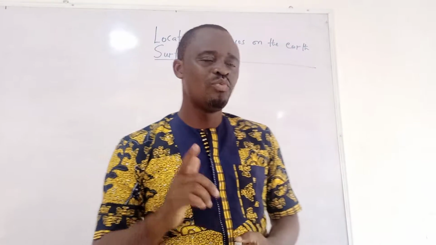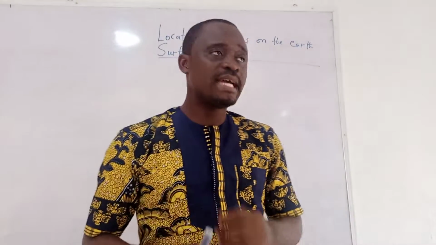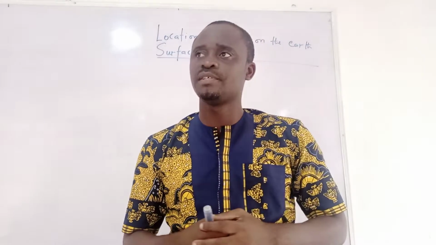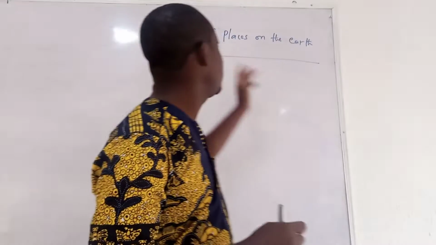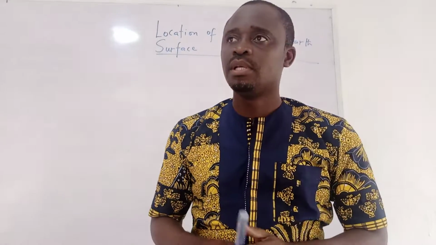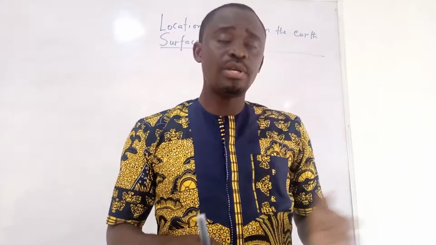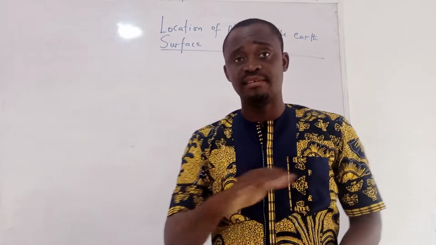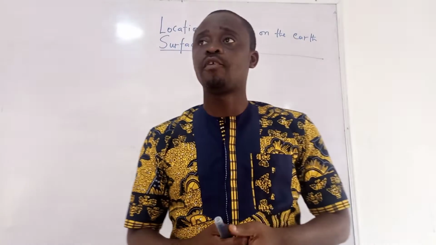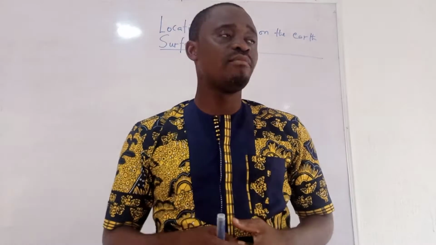Remember, I started with longitude and latitude. I talked about the description of the Earth's surface. If I've not done that, I'll give you a brief definition of longitude and then we'll go straight to our topic. Longitudes are imaginary lines that run from north to south, and they range from 180 degrees west to 0 and 0 to 180 degrees east. Latitudes are imaginary lines that run from west to east, and they range from 90 degrees north to 0 and 0 to 90 degrees south.